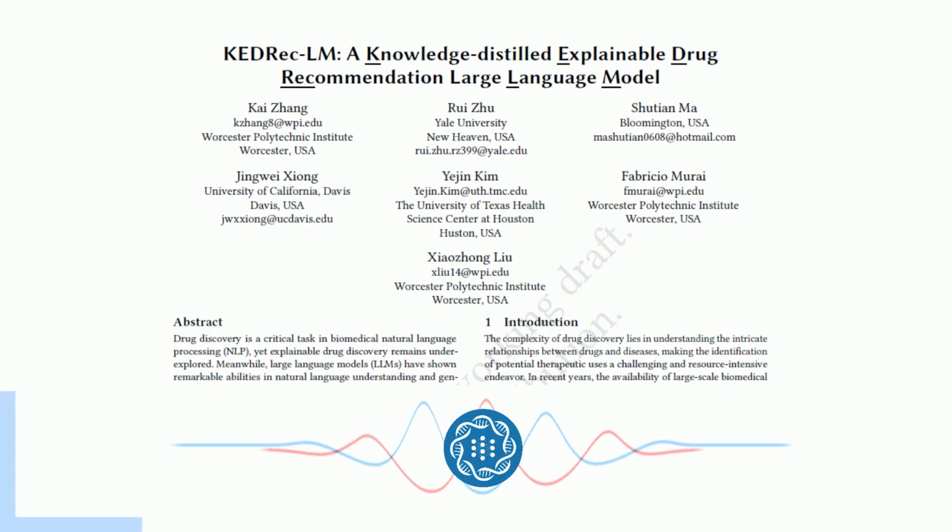So KEDRec-LM picks a disease, and then it selects 2 drug candidates. Like one that we know works, and one that maybe doesn't. One that might seem similar but isn't actually helpful for that disease. So it's like setting up a little competition. Exactly. What happens next? Does it just compare those 2 drugs?